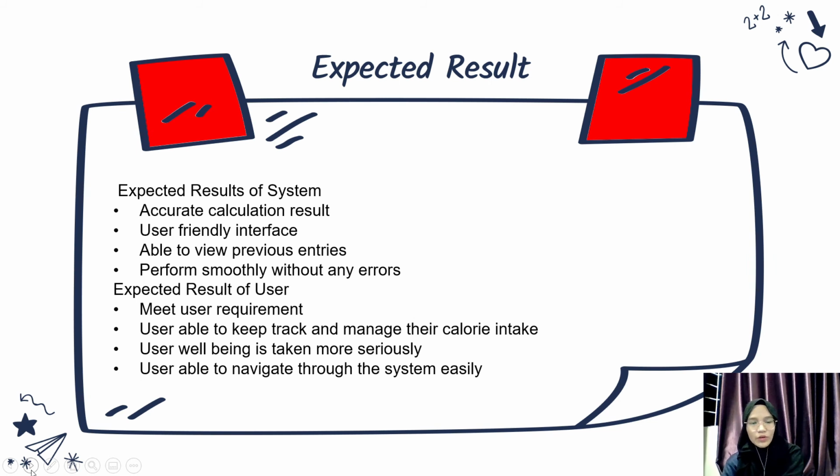For the expected result of the user, first, meet user requirement. User able to keep track and manage their calorie intake. Then, user well-being is taken more seriously. Lastly, user able to navigate through the system easily.